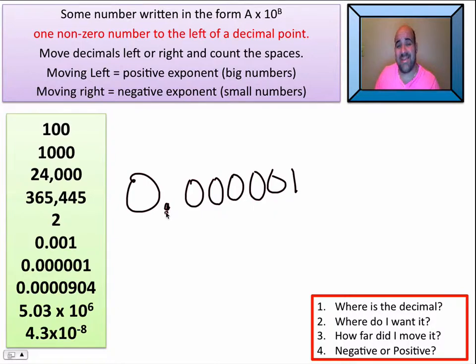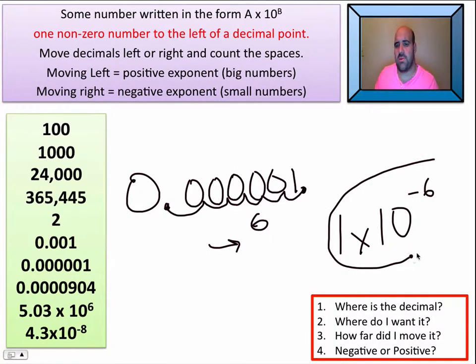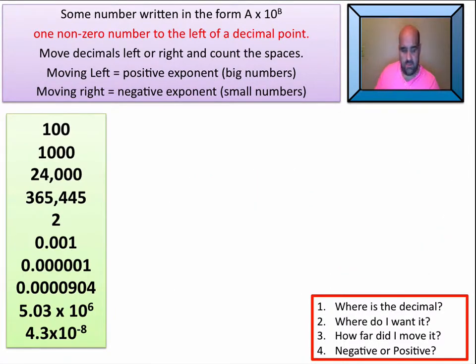I need one number that is not 0 to the left of it. The only thing I can do is move it 1, 2, 3, 4, 5, 6 places to the right. So that's 1 times 10 to the negative 6. Don't forget the exponents. That's what some of us are going to make mistakes on. So it is negative because you're going to the right. That's scientific notation. And we'll do the next one.